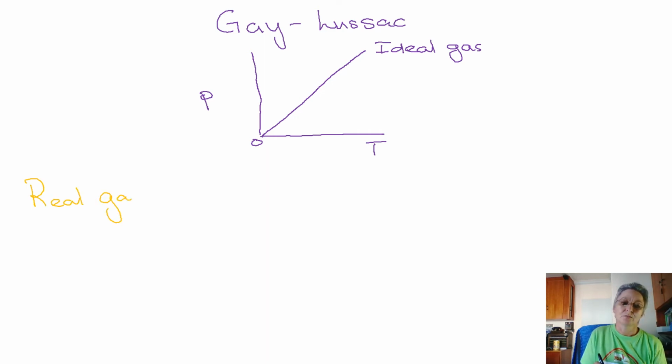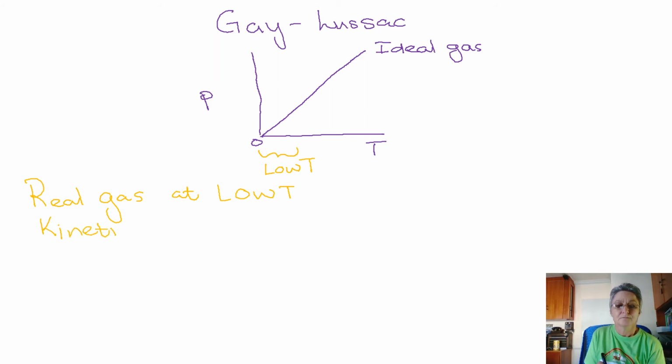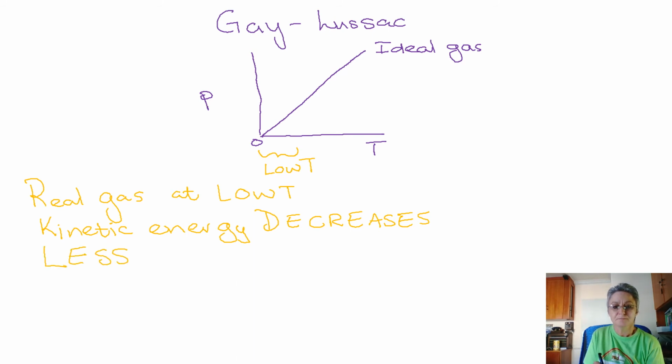at very low temperatures, what happens? The kinetic energy decreases. If the kinetic energy decreases, there will be fewer collisions between the particles as well as between the particles and the container that this gas is in.